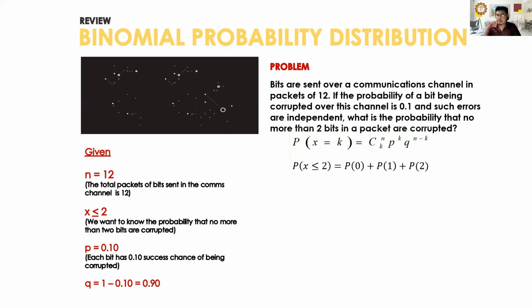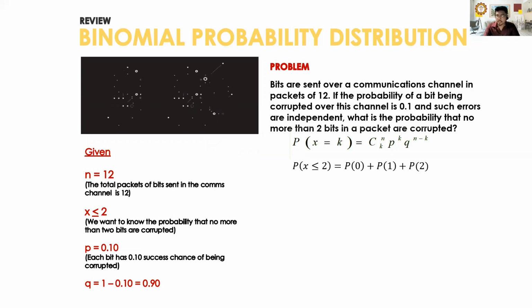This is an example of how we are going to apply binomial probability analysis or distribution in the field of engineering. In this problem, this is specifically designed for maybe electronics and communications engineering, or maybe computer engineers. Anyway, going back to the problem, let's go ahead and define what the given values are. Our n here is 12. This is the total packets of bits sent in the comms channel.